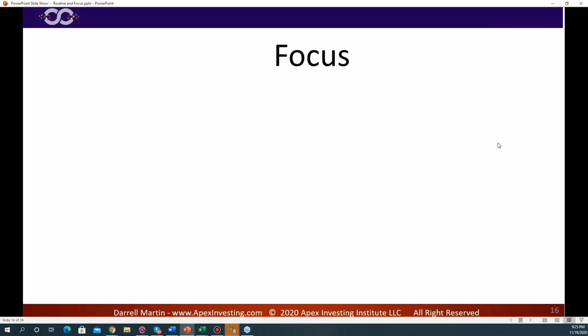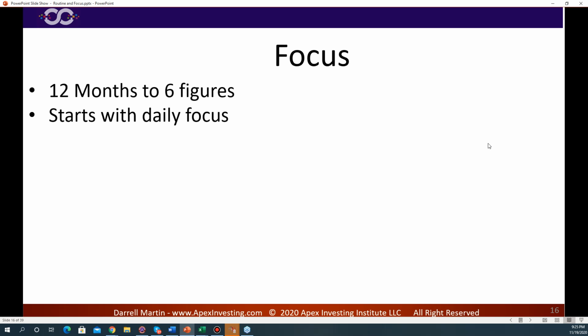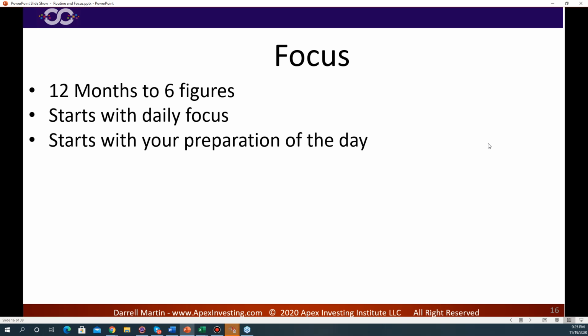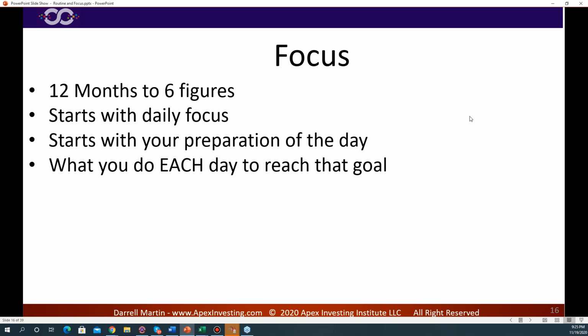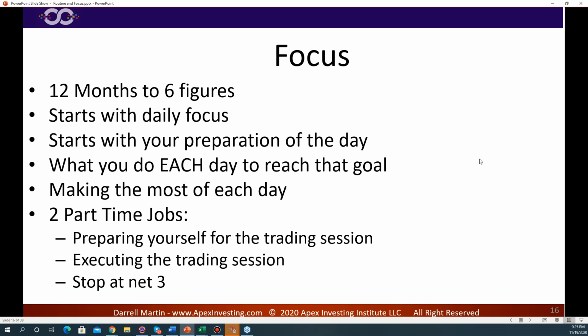Okay? So when it comes to focus, we talk about a 12-month plan. It really does break down to a daily focus. And the first thing it starts with is not your trading, but your preparation for your trading day. And also, to reach that longer-term 12-month goal, what do you do each and every day to meet that goal? How do you make the most of that day?